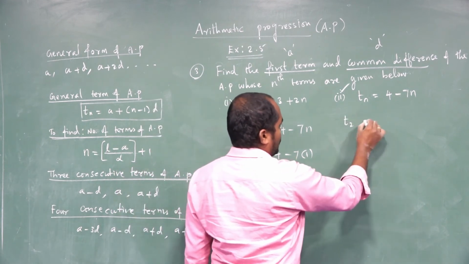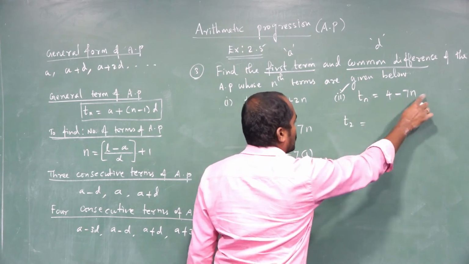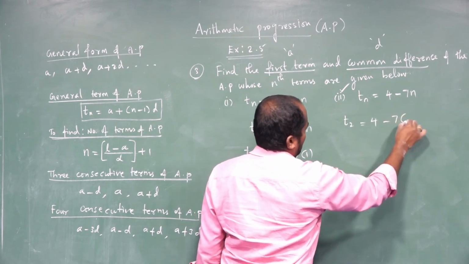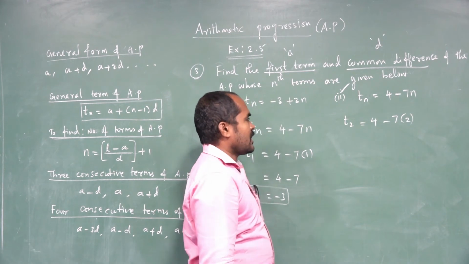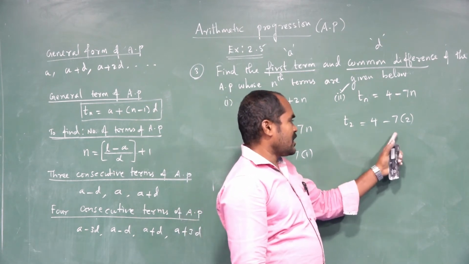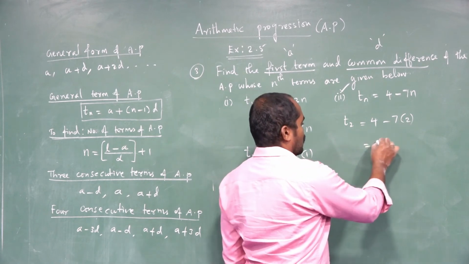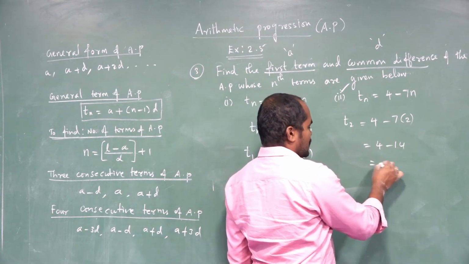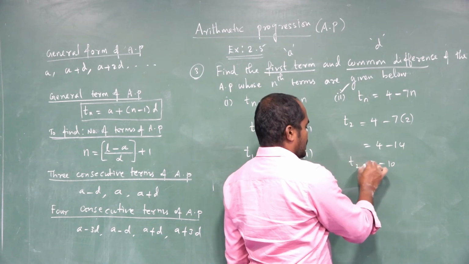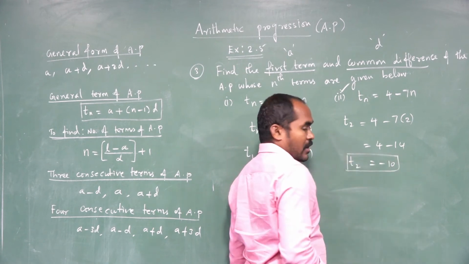Next T2. So substitute n = 2. 4 minus 7 of 2. 7n means 7 into n. That is multiplication. 7 into 2 is 14, so 4 minus 14 is minus 10. So the second term of the sequence is minus 10.